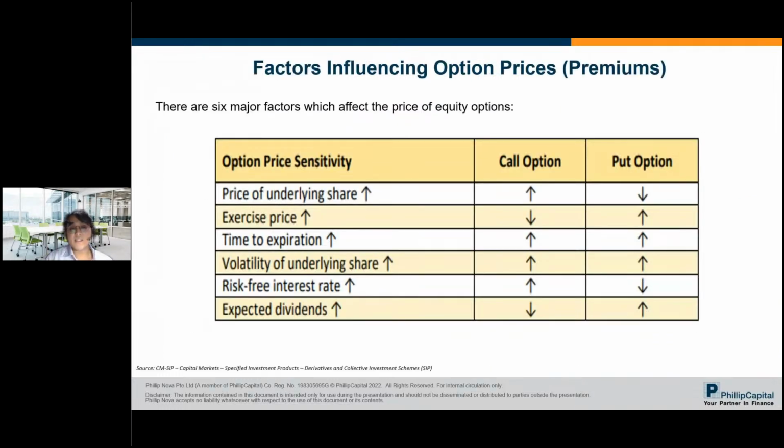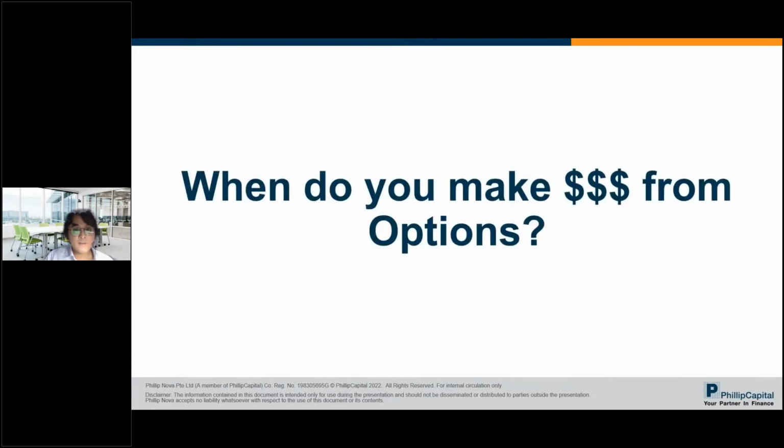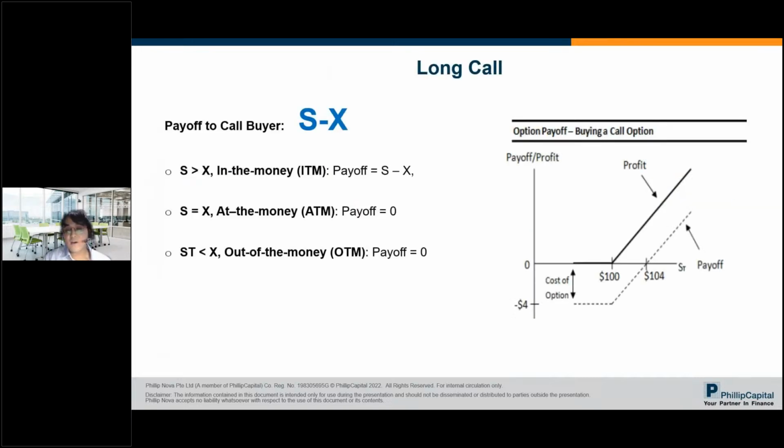So again, these are the 6 major factors that affect the premium of options. You can take a picture of this. I think it's a very good thing to keep in mind if you are to continue trading options. So I think we have come to the key question. When do you actually make money from options? Again, I'll show this entire slide again.